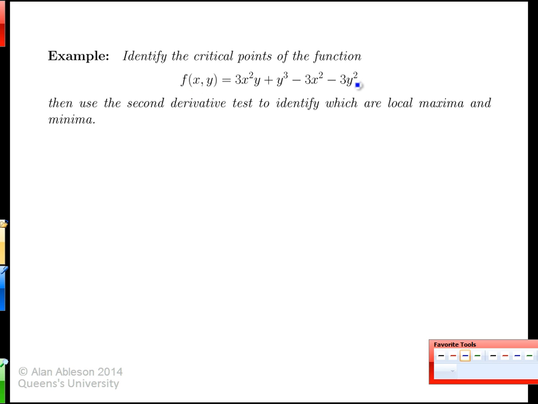We've got a function, fairly complicated, and what we're going to try to do is use the second derivative test to identify the types of critical points. All right. First step, find the critical points.